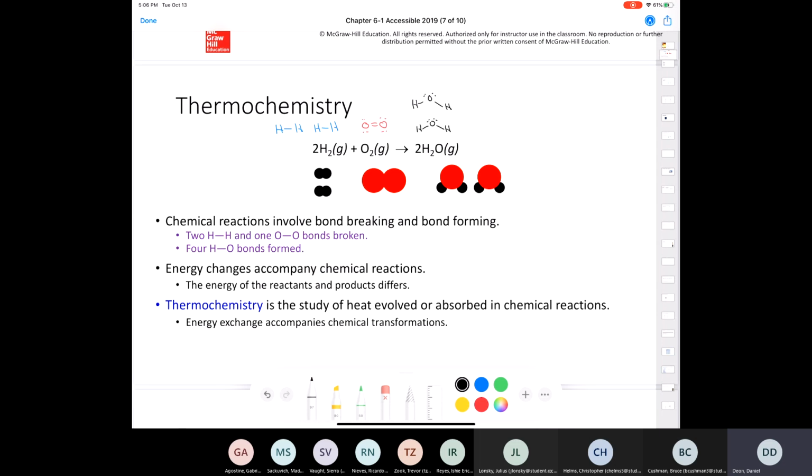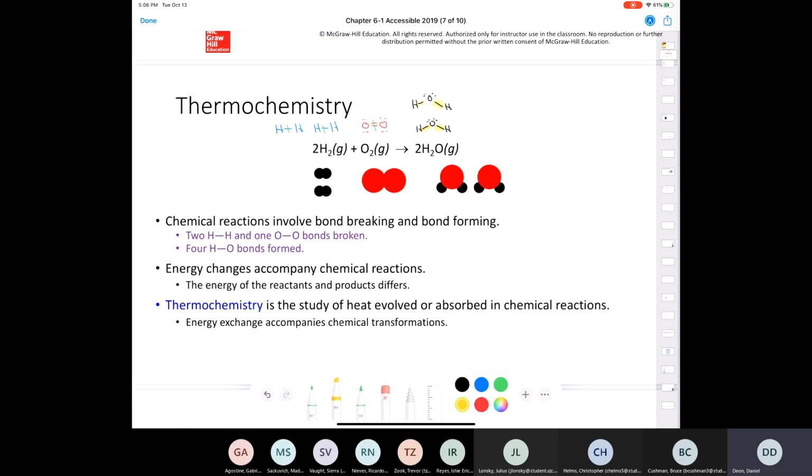And hopefully it's clear to you that we're breaking bonds, right? We're breaking two bonds between the two hydrogen atoms in the two hydrogen molecules, and we're also breaking the double bond between the two oxygens. How do I know that? Because when I look at the structure of water, there are no hydrogen-hydrogen bonds in there, and there are no oxygen-oxygen bonds in there, right? I'm forming four new bonds, and they're all oxygen-hydrogen bonds. I have 1, 2, 3, and 4.